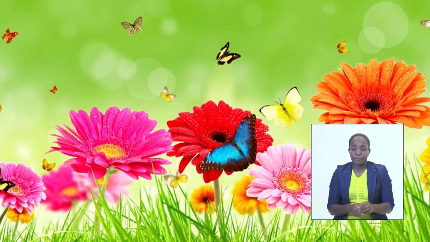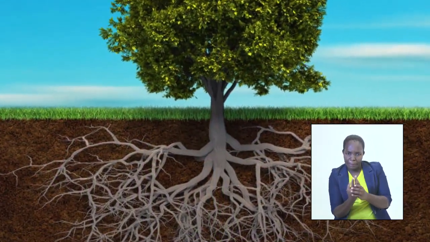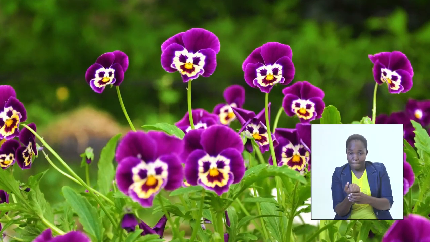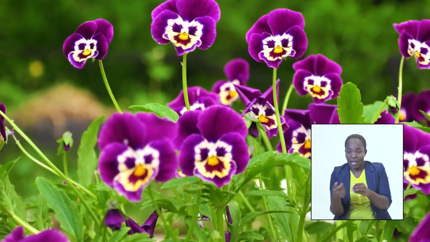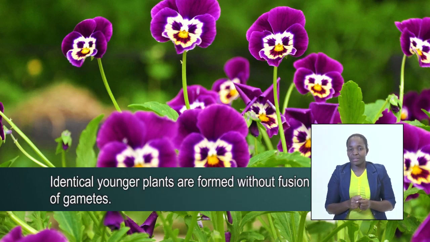Viewers, plant reproduction is the production of small new plants. Now, unlike animals that can seek a sexual partner, plants are rooted in the ground. So it needs what we call an agent to do the exchange of material. Some plants have sexual reproduction, and in others, reproduction is asexual. Asexual reproduction simply requires one cell to split into two, giving two identical cells. Identical younger plants are formed without fusion of gametes.